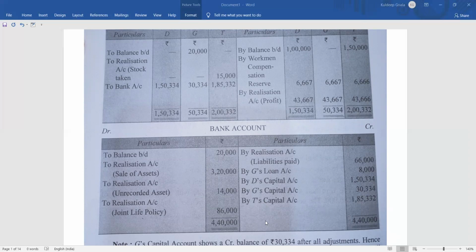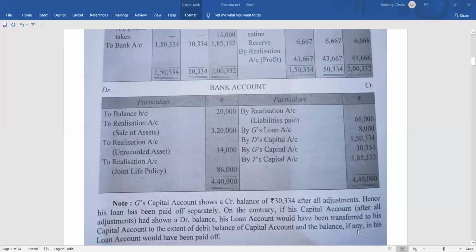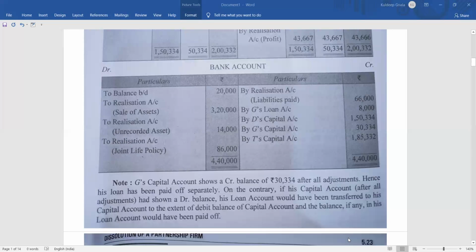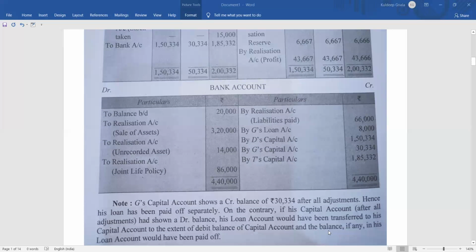If it is correct, then you can say arithmetically your sum is correct. So here, making the total, we can see the total of both sides of the bank account is showing 4,40,000, 4,40,000. So the bank account is matching. So your sum is assumed to be arithmetically correct. This is a proof that your sum is going in the right direction. I hope all of you have understood this sum and enjoyed it properly.